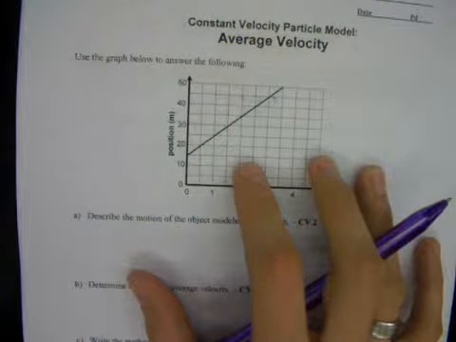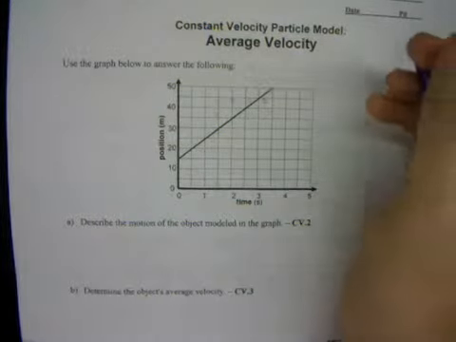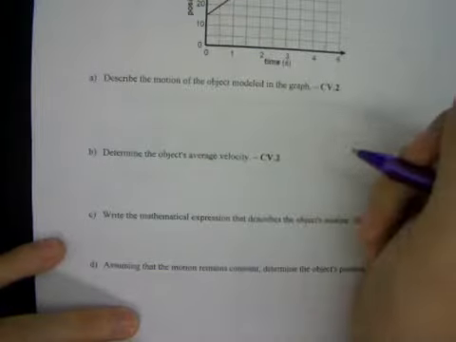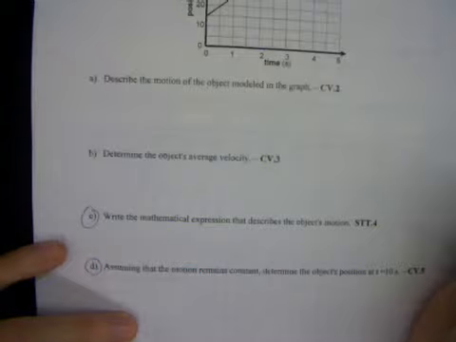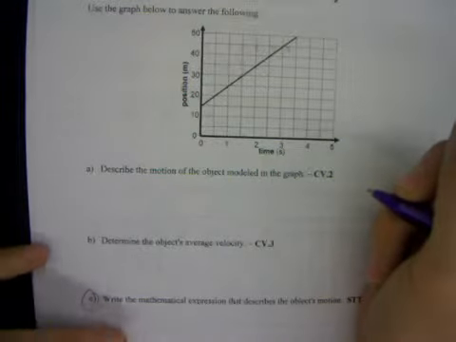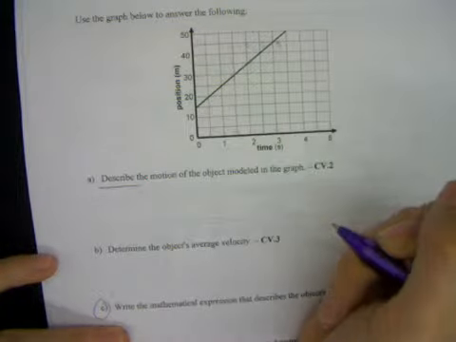Alright everyone, so this is the second page of your quiz. Now this is just a little bit different, but actually we'll see as we get to C and D that we know a lot about this type of problem because of what we've done before at the beginning of the year. So first, we're asked to describe the motion of the object modeled in the graph.